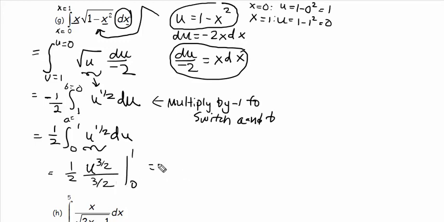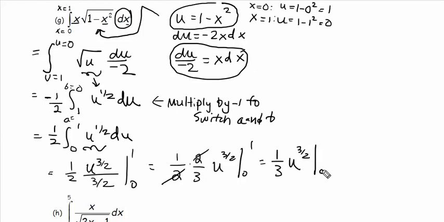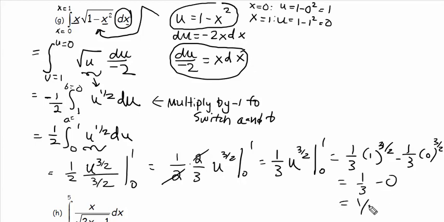Now that messy fraction I don't like, so it's actually going to be 1/2 times the reciprocal, 2/3, u to the 3/2, evaluated from 0 to 1. Those 2's cancel, so 1/3 u to the 3/2, evaluated from 0 to 1. Then I'm going to substitute in the 1 and subtract from it what I get when I substitute in the 0. So it's 1/3 minus 0, which is 1/3. What a time to be alive.